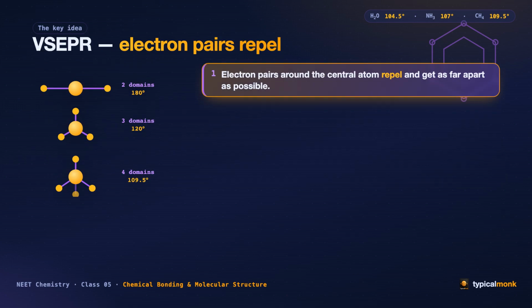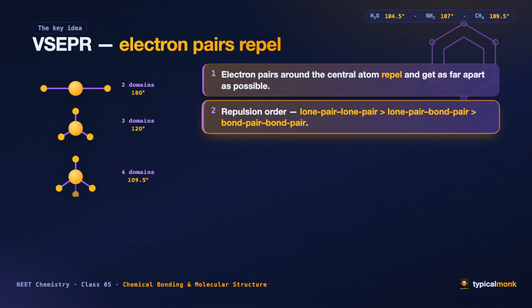Now we reach the idea that quietly runs this entire chapter, VSEPR, the valence shell electron pair repulsion theory. Look at the diagram as it grows. The whole theory rests on one sentence. The electron pairs around a central atom repel one another, and so they arrange themselves as far apart as they possibly can. 2 pairs push to opposite ends and give 180 degrees. 3 pairs spread to 120 degrees. 4 pairs open out to 109.5 degrees.